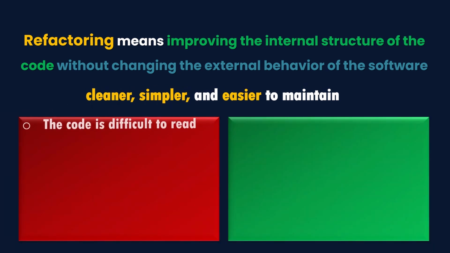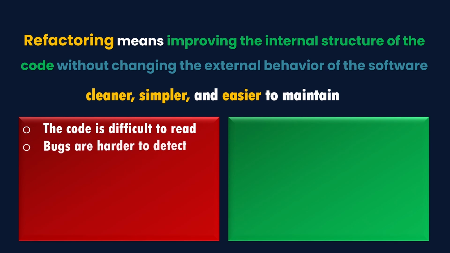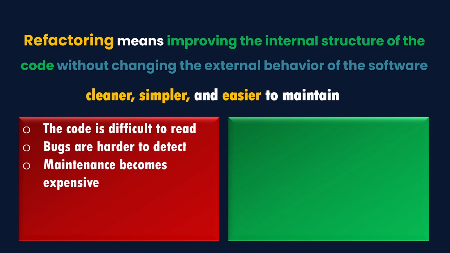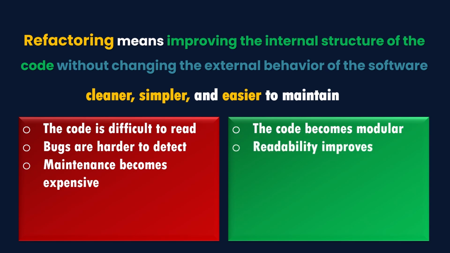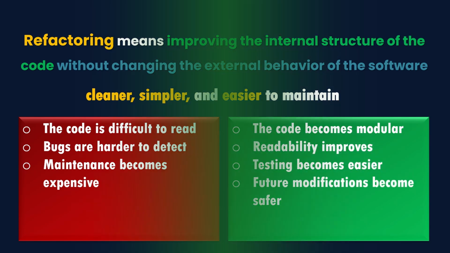Before refactoring, the code is difficult to read, bugs are harder to detect, and maintenance becomes expensive. After refactoring, the code becomes modular, readability improves, testing becomes easier, and future modifications become safer.